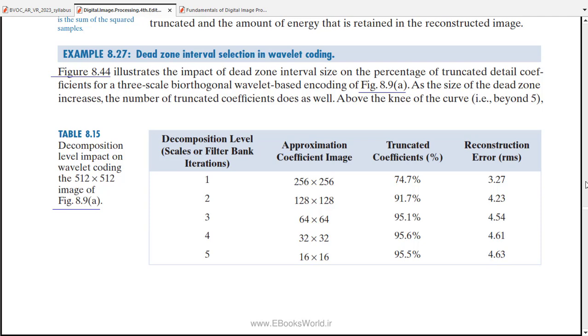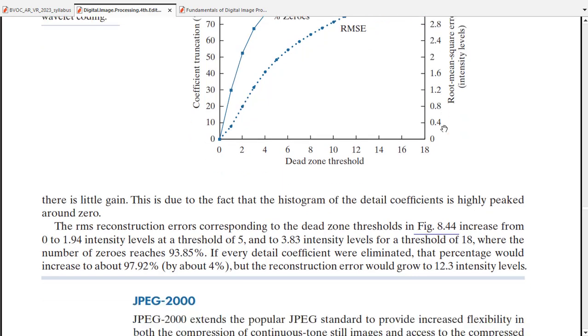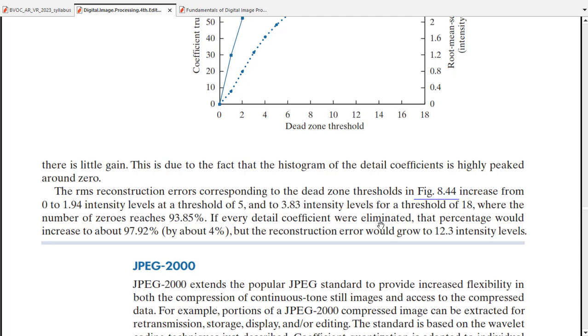In this type of information, regarding any level of truncated coefficients, approximately 95.6 at the highest, from 32 by 32. That level of range comes to 97.918. The impact of the dead zone interval selection on wavelet coding. The dead zone threshold depends upon the root mean square error, coefficient truncation, and then the root mean square error of intensity levels 0 to 18. So this is the RMSE reconstruction error. Normally at a threshold level of 18, where the number 0 reached 93.85, the percentage would increase to 97.92. So now I'm finishing this compression level of image standards.